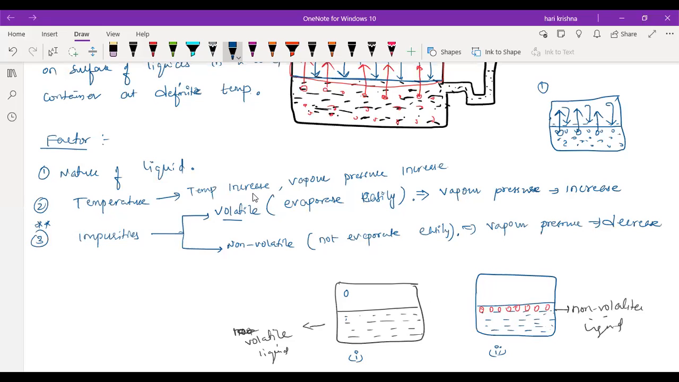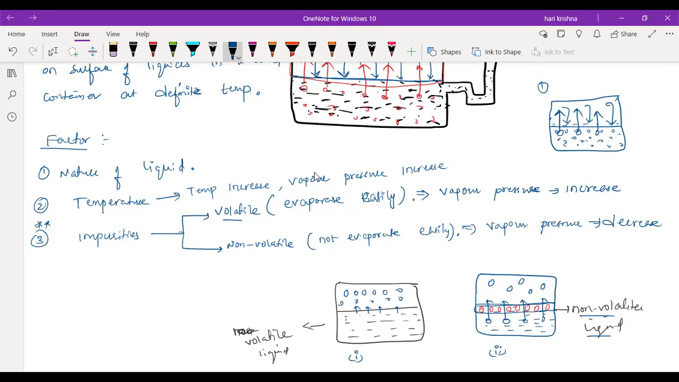Okay. So in the case of the first, more particles will move from liquid phase to gaseous phase. But in the case of the non-volatile liquid, there will be non-volatile particles covering the surface of the liquid, which will not allow the liquid particles to move into the gaseous phase. Understand the difference here? So only a few particles will move into the gaseous phase. Is it clear with the help of two diagrams?